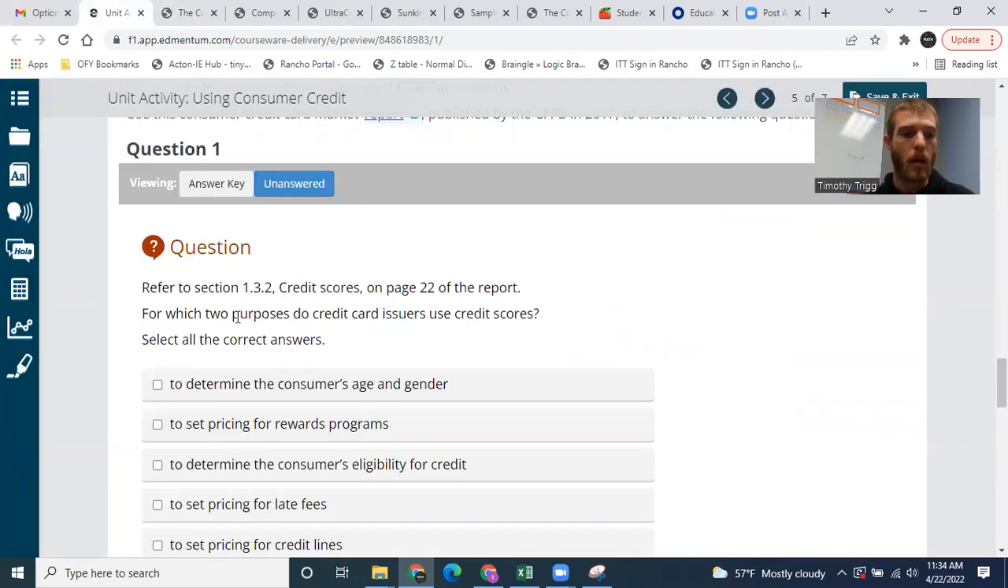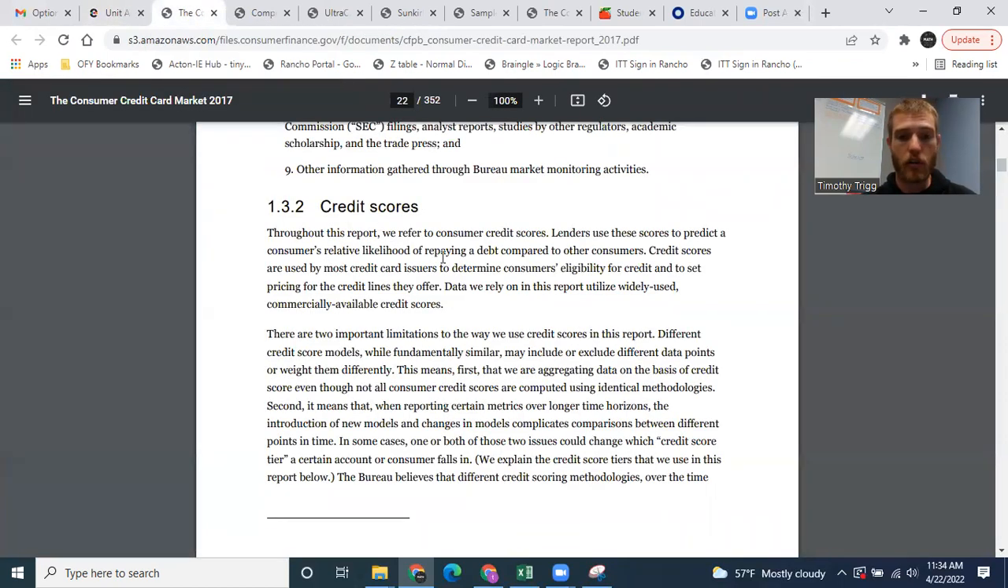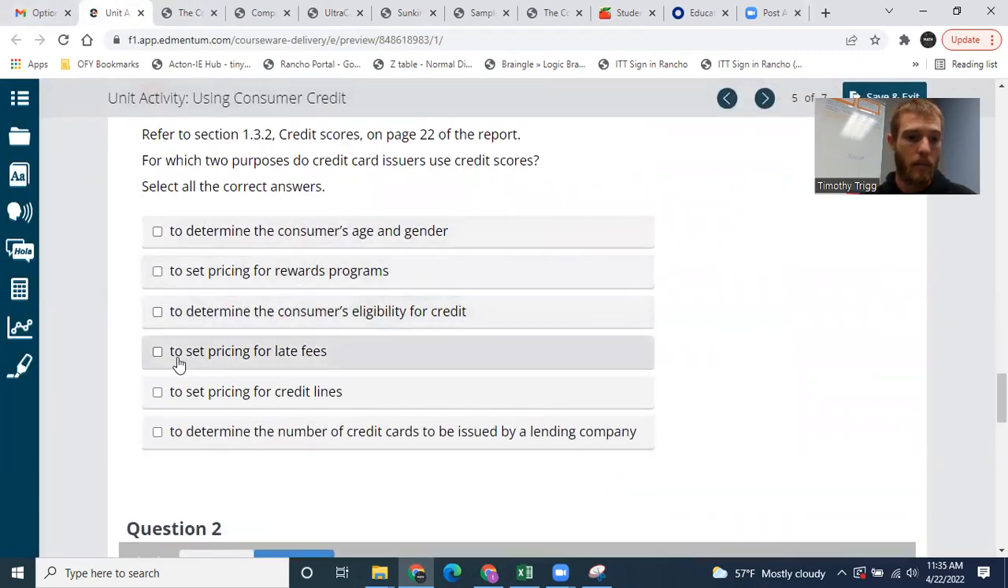For which two purposes do credit card issuers use credit scores? Select all the correct answers. There are going to be two correct answers here, and the answer is right here in this first paragraph. It says, credit scores are used by most credit card issuers to determine a consumer's eligibility for credit and to set pricing for credit lines they offer. So to determine consumers' eligibility and to set pricing for credit lines. There you go.